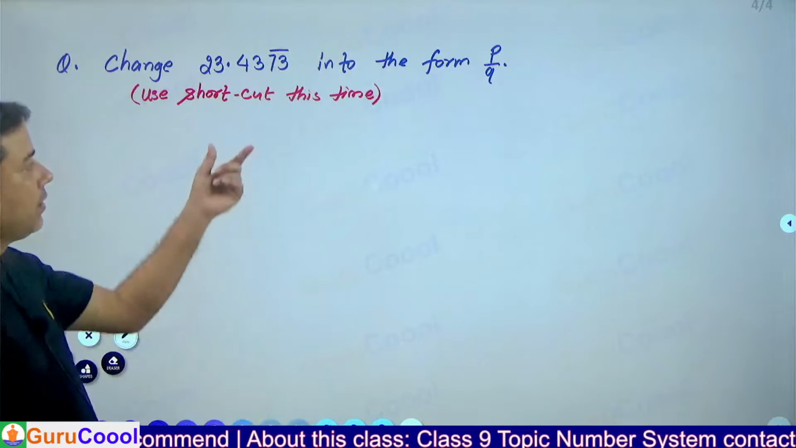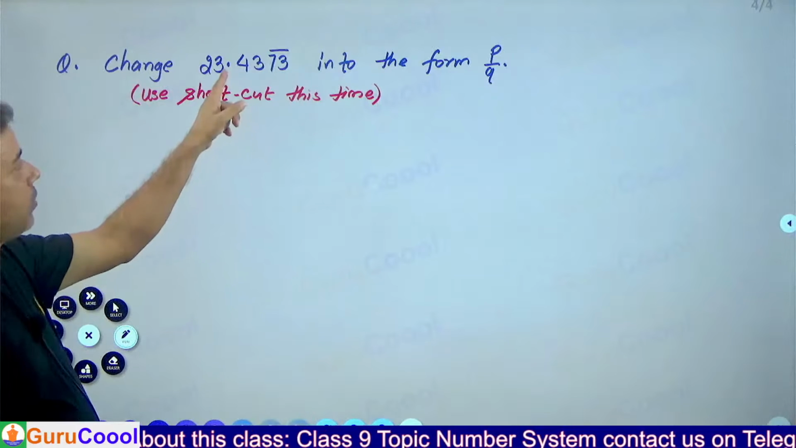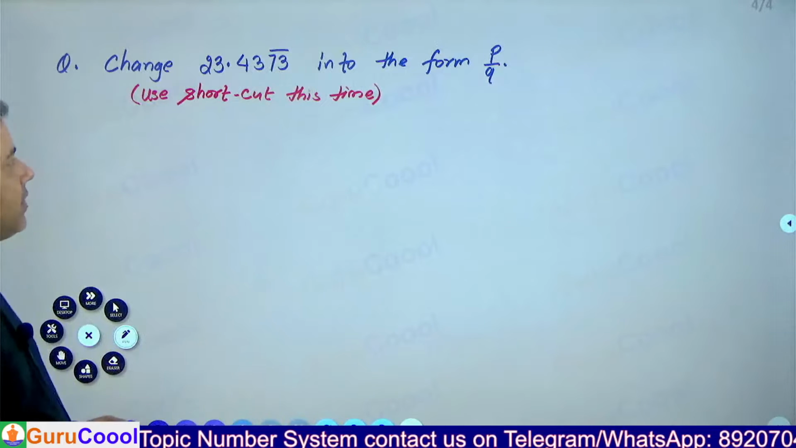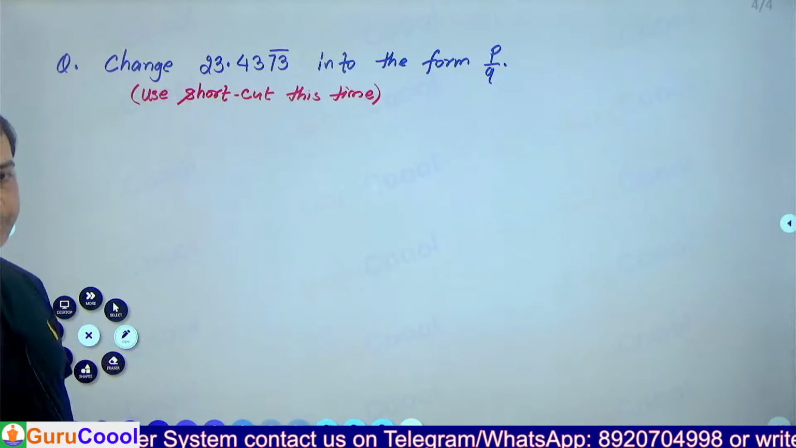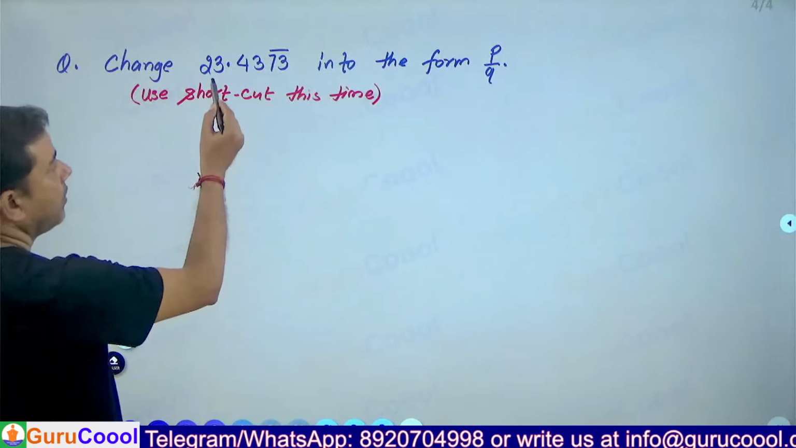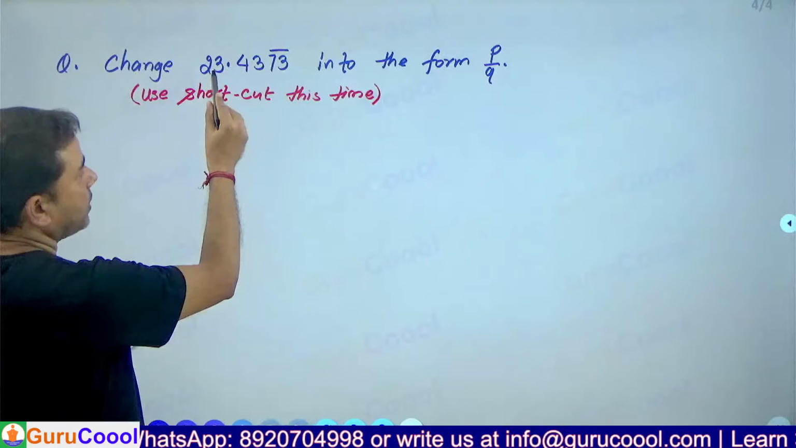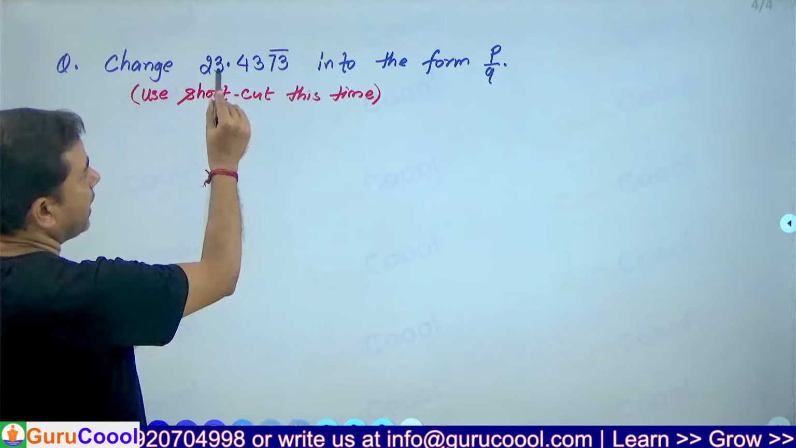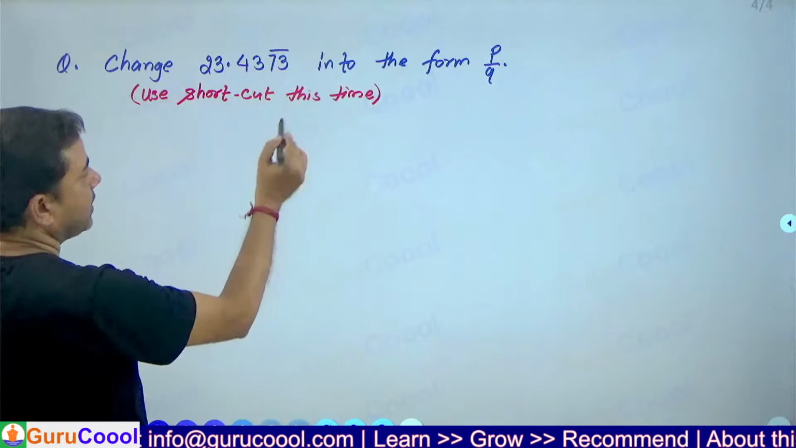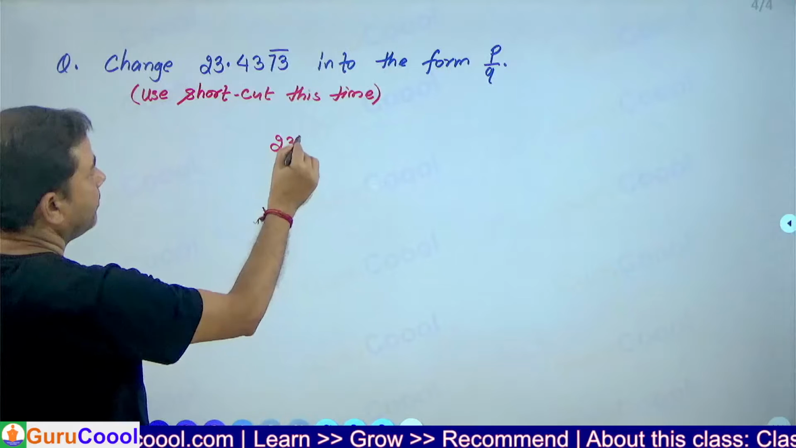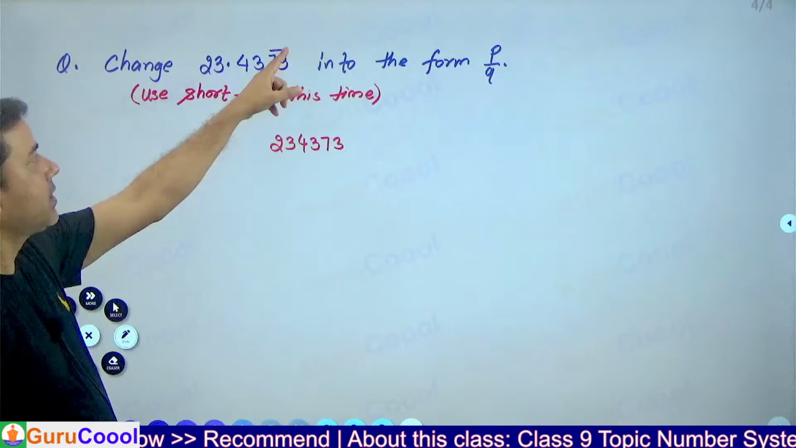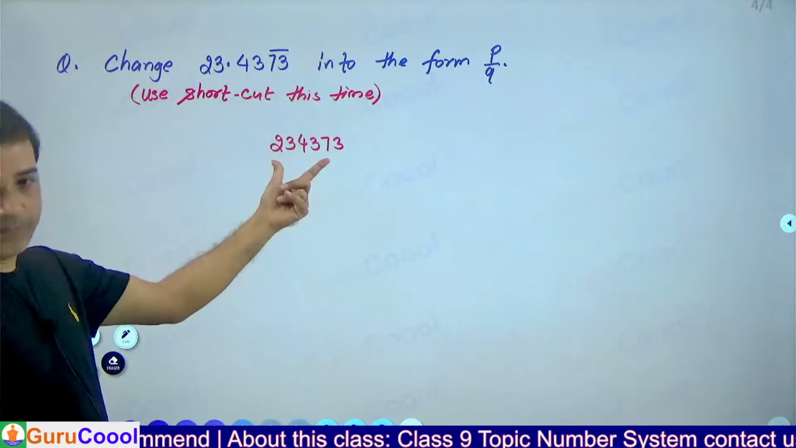First number after removing decimal and bar sign. Remove decimal and bar sign. Whatever is remaining, write here. What is that? So 23,43,73. Right? After removing decimal and bar sign, whatever remains, we write it.